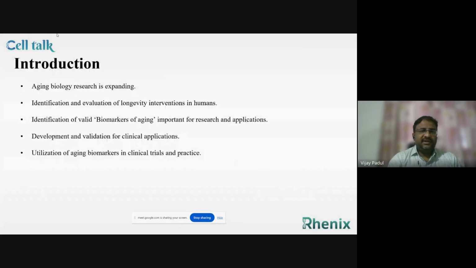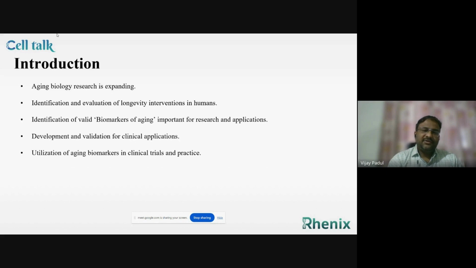So in recent times, aging biology research is expanding. A lot of different institutes are carrying out different researches in animal models and also using data in humans to identify different biomarkers of aging and interventions. Identification and evaluation of longevity interventions is important to extend the lifespan of humans and also the healthy lifespan of humans. And this is an important factor in deciding the health of society.